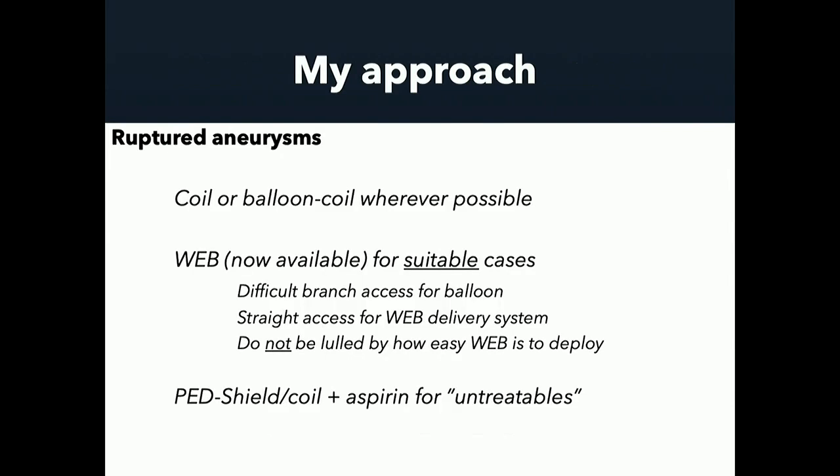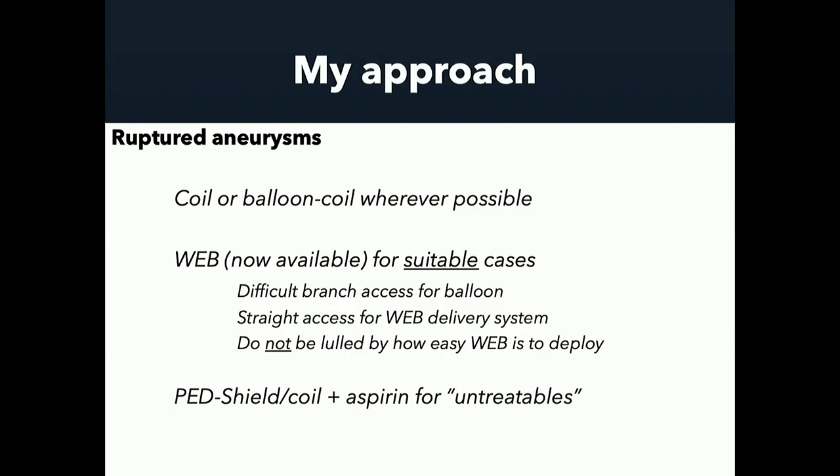So my approach when I'm dealing with these patients, if it's a ruptured aneurysm, of course, I'll straight coil or balloon coil wherever it's possible. I will use Webb for suitable cases, but as per the discussion before lunch, I do have reservations about the device. I'll use it if there's very difficult branch access for a balloon, and if there's a nice straight access for the delivery system. But I think there's a discrepancy between how easy the device is to push out the end of a catheter and how easy it is to judge where and when you should be using it and how to size it and where it should be used.